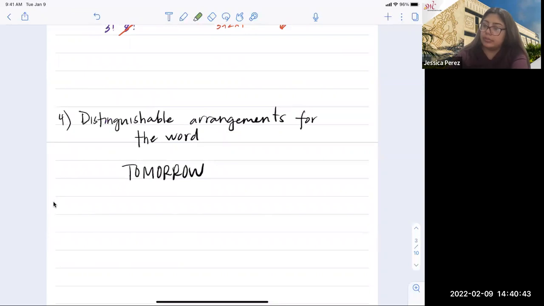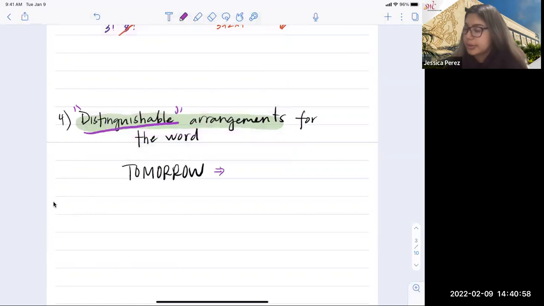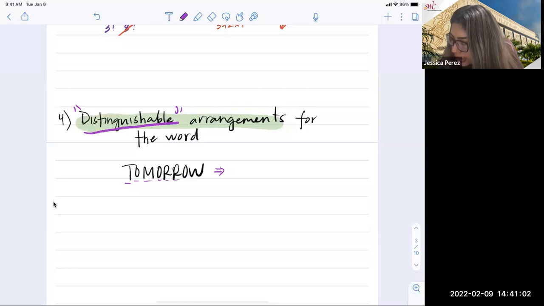Now this is important. What does it mean to have distinguishable arrangement? That one's a different formula. Distinguishable should be the keyword. So first you need to count how many letters the word has. Tomorrow has 1, 2, 3, 4, 5, 6, 7, 8 letters. 8 factorial.